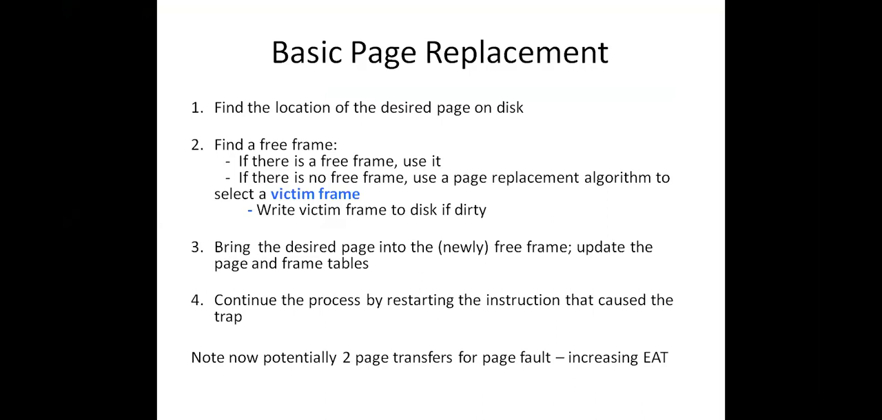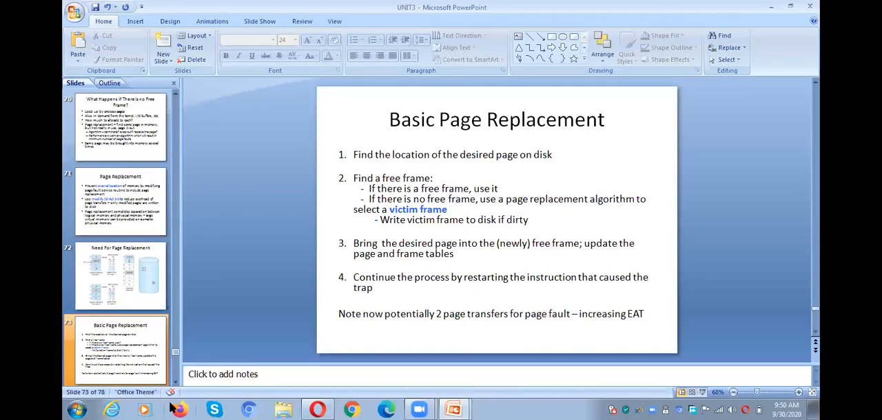If the free frame is not available, in that case, what do we have to do? We need to swap out one page from the main memory, and we need to swap in the required page into the main memory. Have you got my point?